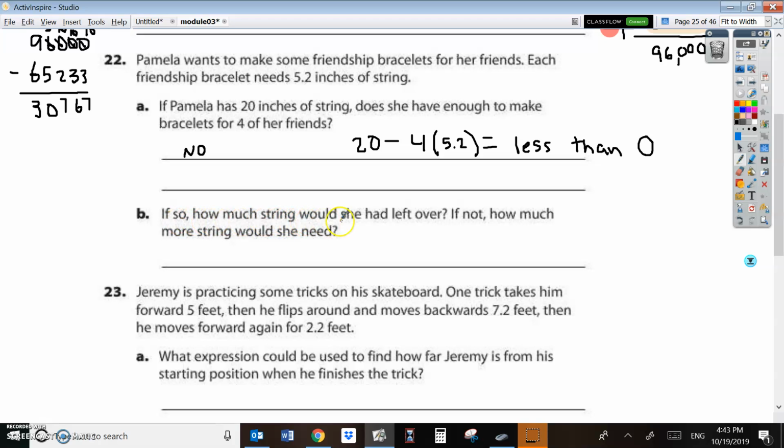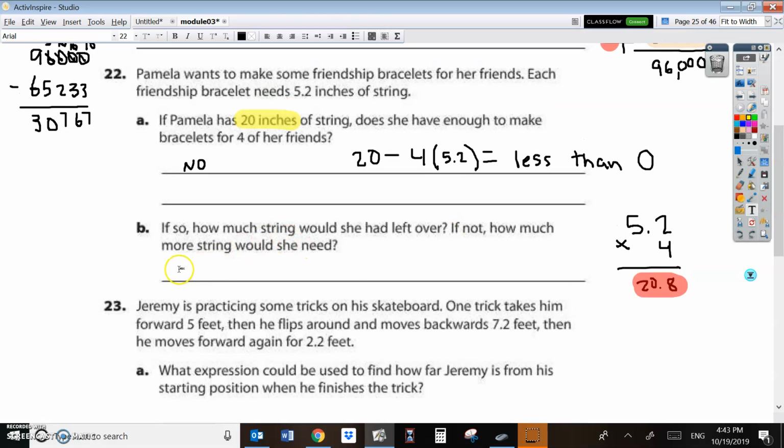So if so, how much string would she have left over? If not, how much more string would she need? So let's do 5.2 times 4. So she needs 20.8. She only has 20 inches, so she still needs 8/10.